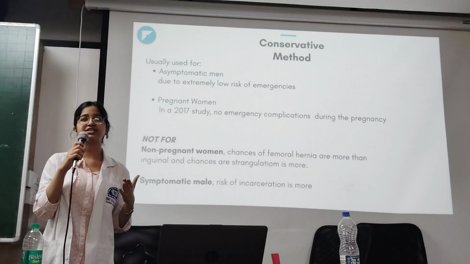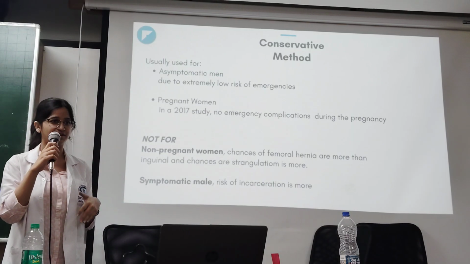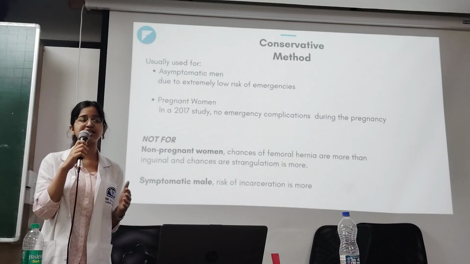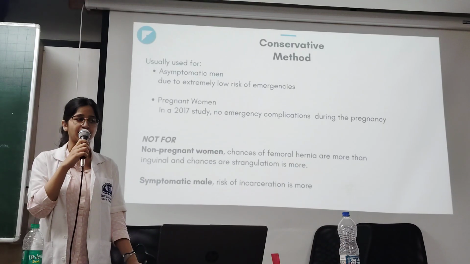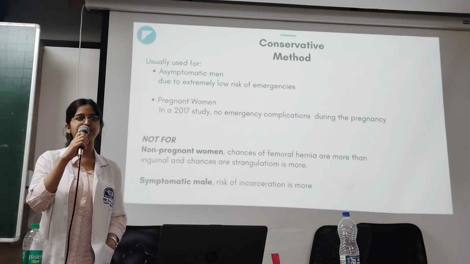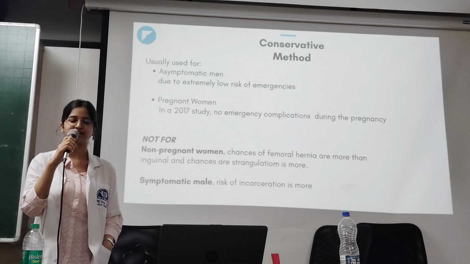These can be used for asymptomatic men since they exhibit an extremely low risk of emergencies. They can also be used for pregnant women, as the risk of surgery is much higher than the risk of waiting. Furthermore, a 2017 study showed that most of the women completed their duration of pregnancy without major complications from the inguinal hernia.